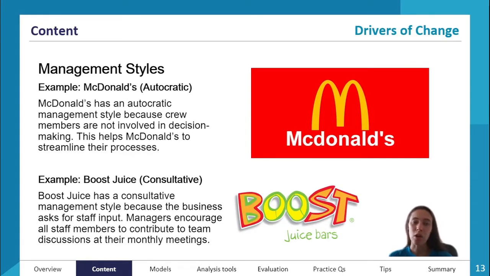Some other examples of management styles. So McDonald's, you could argue, could also be autocratic. And while we haven't had a situation the same as Twitter, where you've got really highly publicized dissatisfaction, for McDonald's, it's probably that autocratic style, because ultimately all the crew members aren't going to be involved in decision making. And that's more or less just because it's going to help McDonald's streamline their processes.